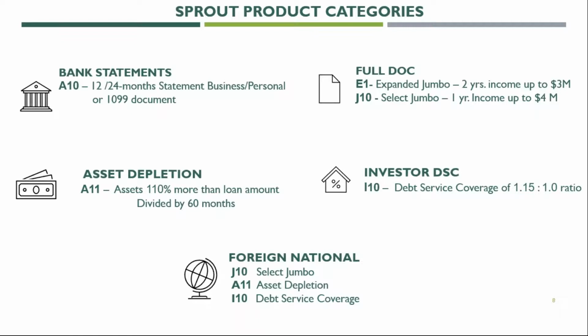Our debt service coverage program is back. So we have the I-10 program. This program does not require personal income to be documented, and we're looking for the rent to cover the proposed housing expense by 115%. And we're going to talk a little bit more about that later in the presentation. And then finally, the J10, the A11, and the I10 are eligible for foreign national borrowers.